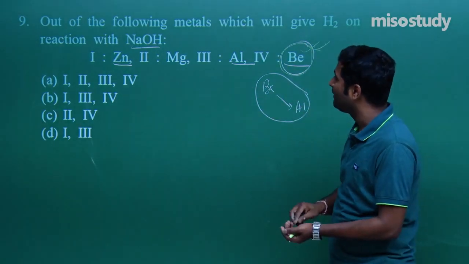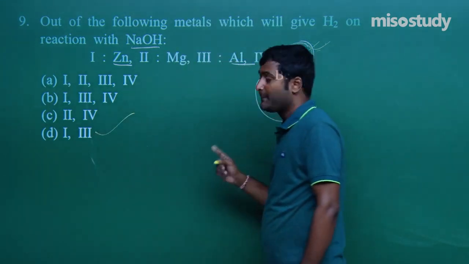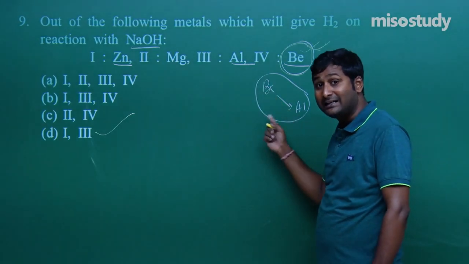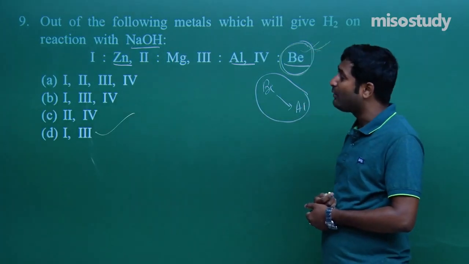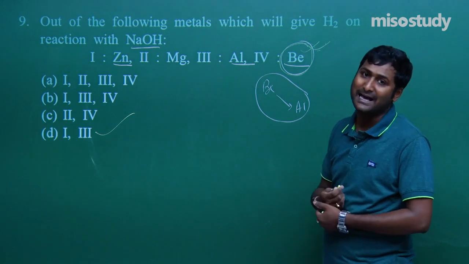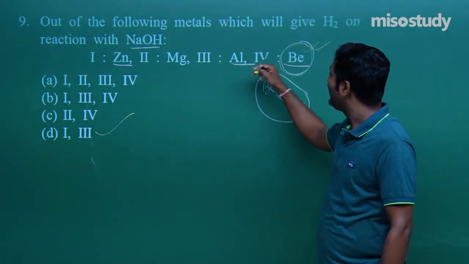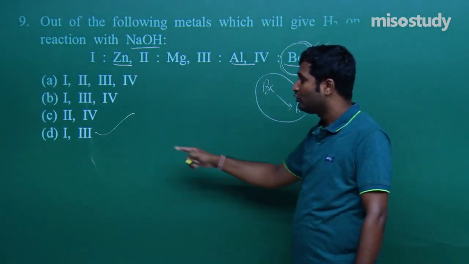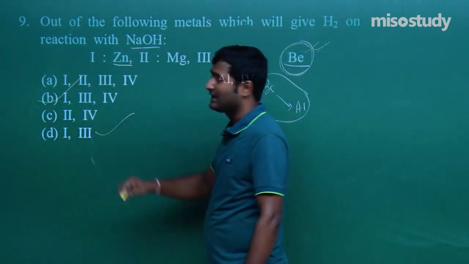So this one is slightly confusing. Sometimes we think that 1 and 3 is the correct option, but look at beryllium here. Again I am repeating, beryllium and aluminium are diagonally related to each other. There is a relationship, so beryllium also gives the same reaction as aluminium gives. So in this case we say Zn, Al and Be, that is 1, 3 and 4. So D is not a correct option. Better, this is the correct option.